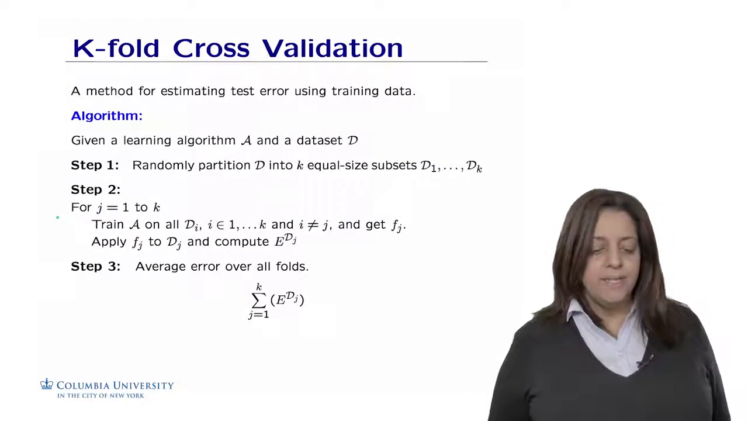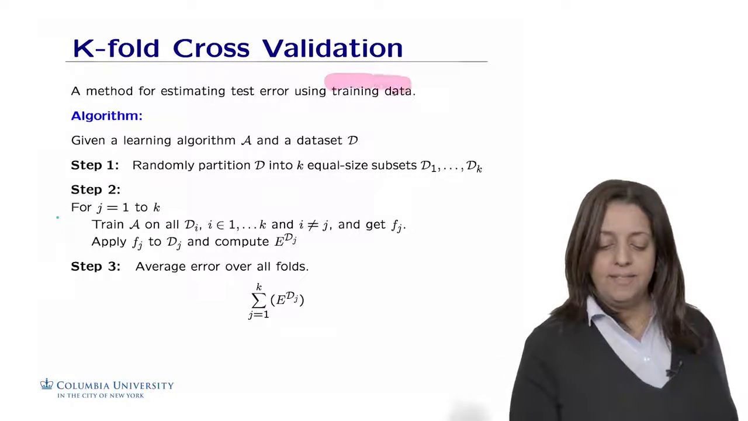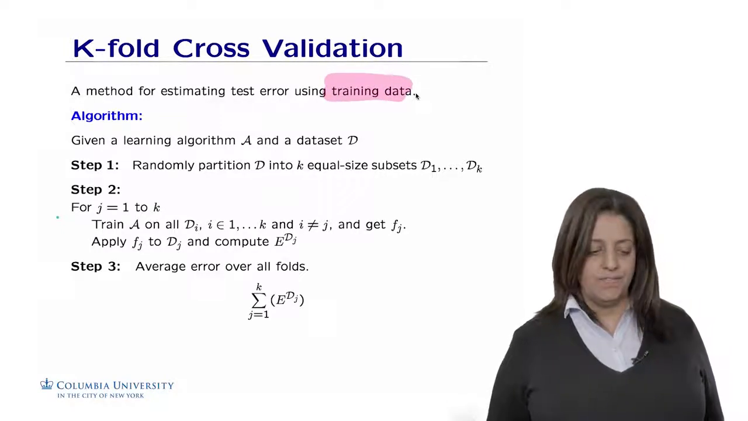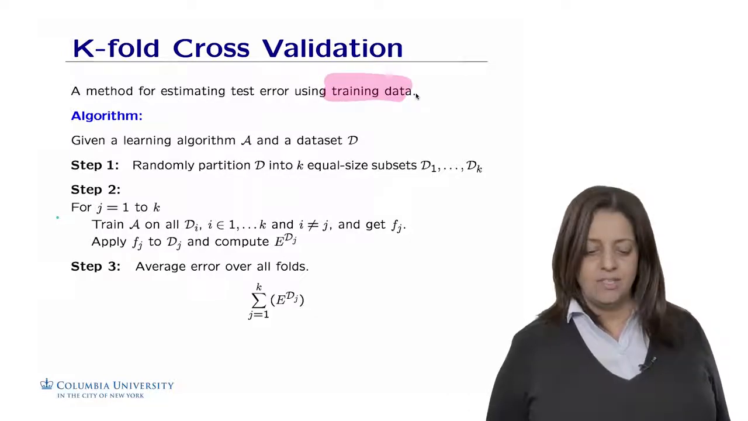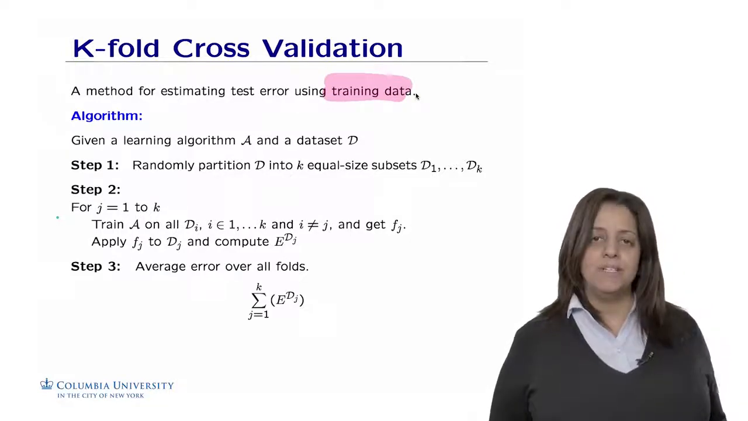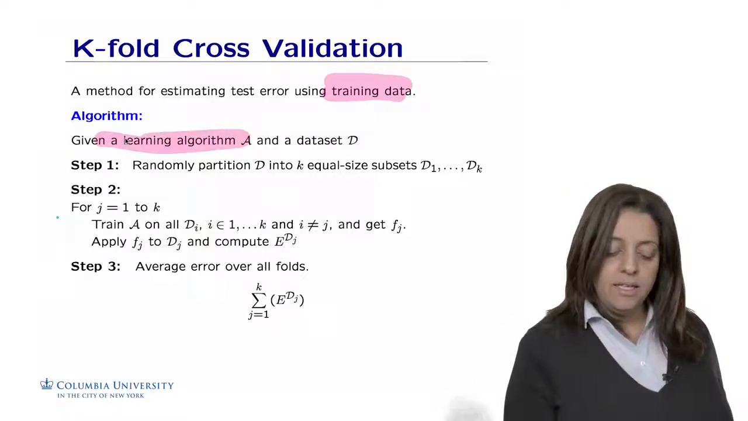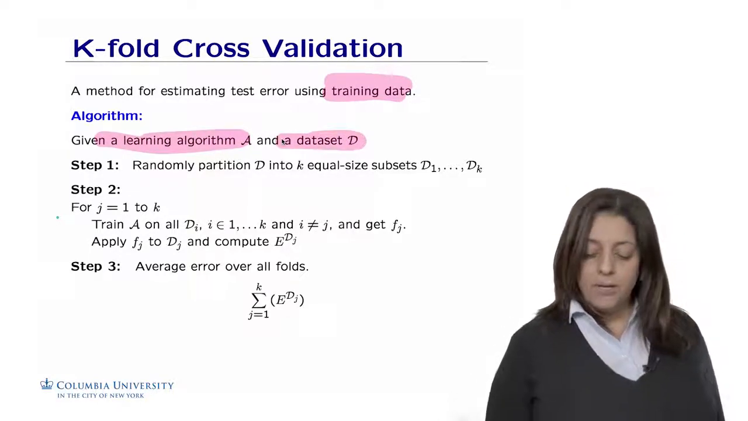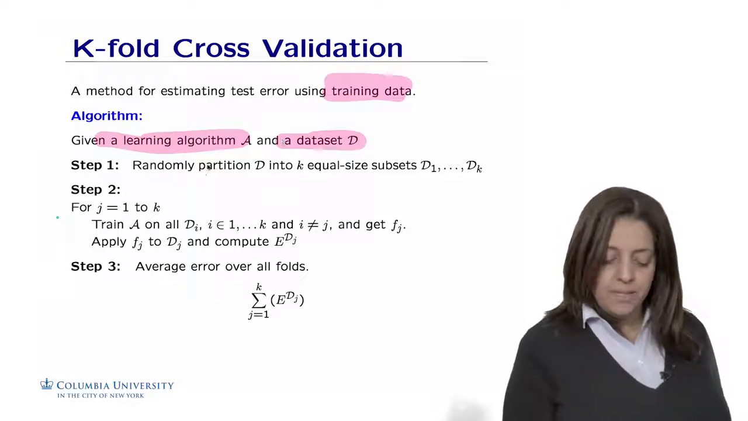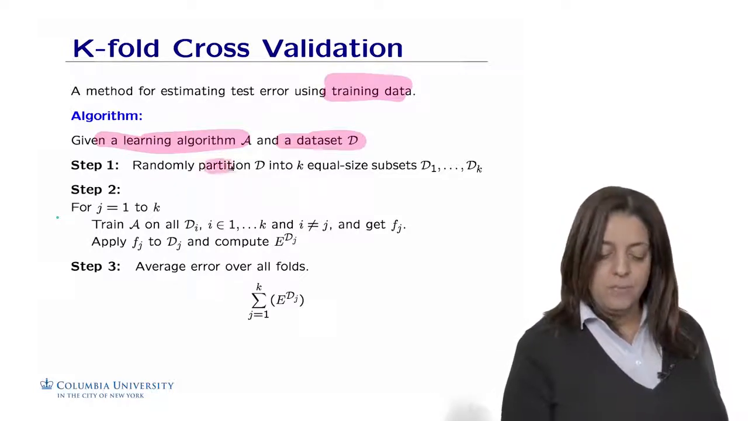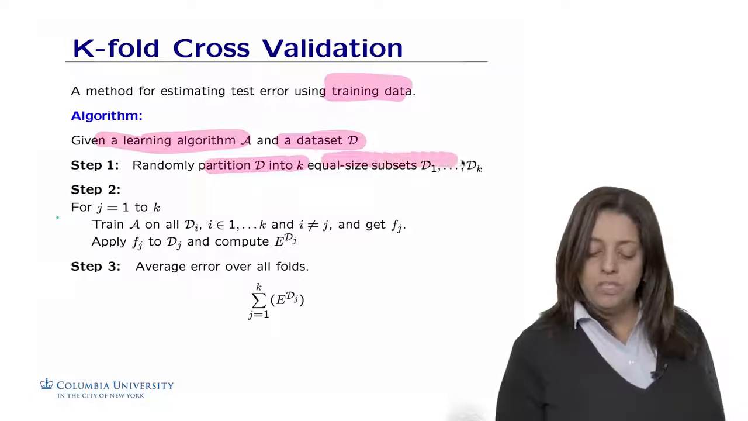Another method for estimating test error using only training data is called k-fold cross-validation. In k-fold cross-validation, you're going to use the training and validation data to squeeze as much as possible out of your data. Given the learning algorithm A and given a data set D, you're going to first start by splitting your data into k partitions. So you split your data into k equal partitions.